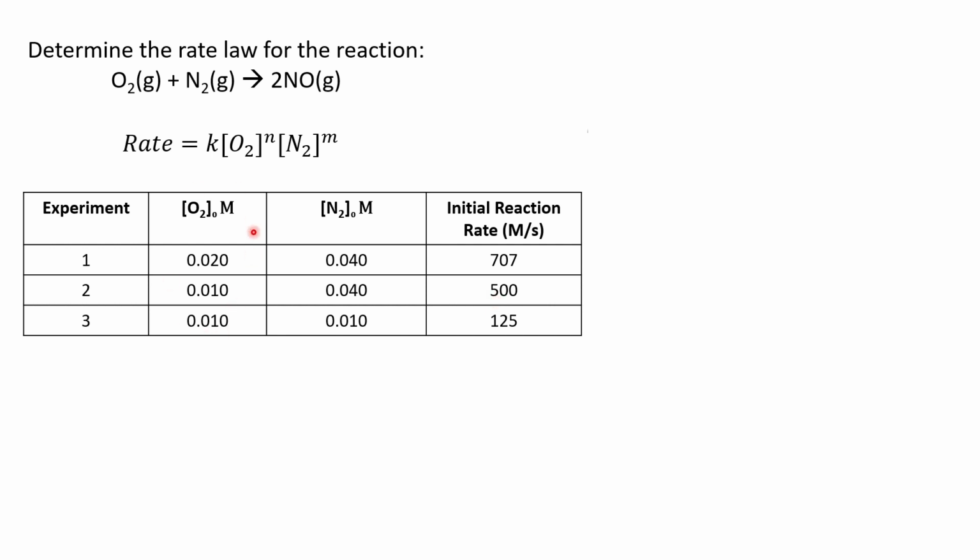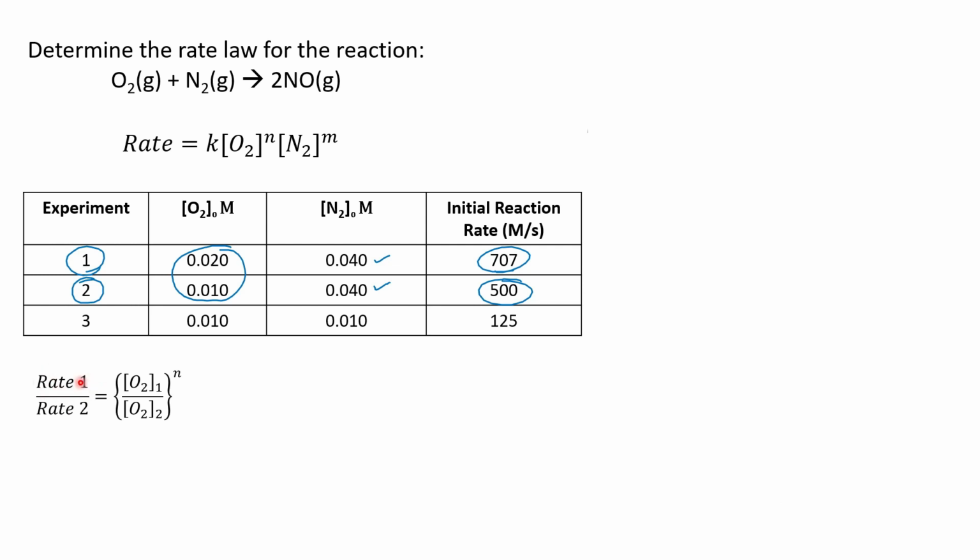So starting with oxygen, just like before, I need to choose experiments where my data for oxygen is changing, but my data for nitrogen is staying constant. So I'm going to look at comparing experiment 1 and experiment 2. My oxygen concentration is changing, but you can see my nitrogen here is staying constant. All right, so here are the rates I need. Let's set up my proportionality.